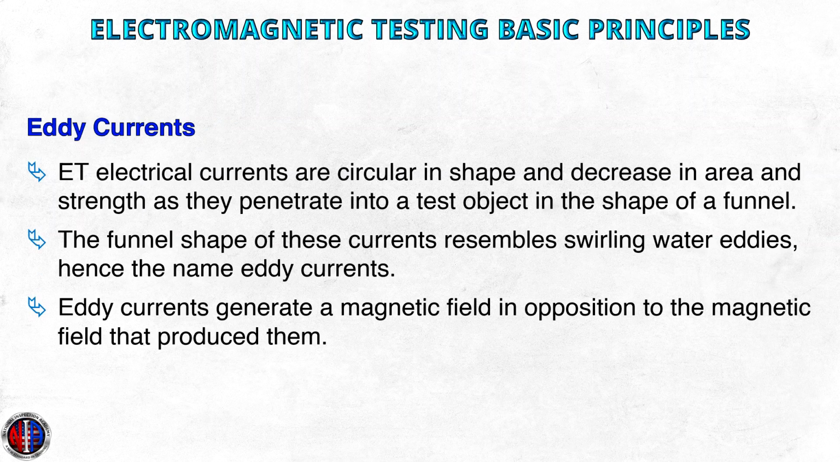These electrical currents are circular in shape and decrease in area and strength as they penetrate into a test object in the shape of a funnel. The funnel shape of these currents resembles swirling eddies found in rivers and streams, hence the name eddy currents. The eddy currents generate a magnetic field in opposition to the magnetic field that produces them.